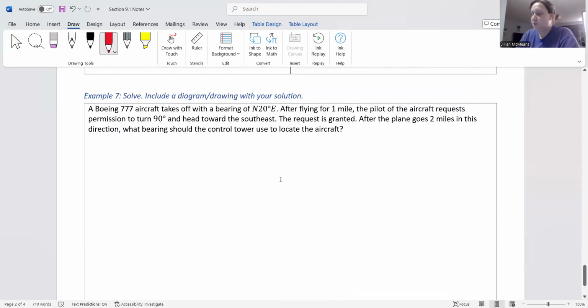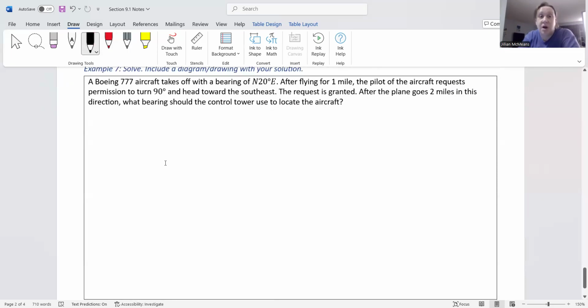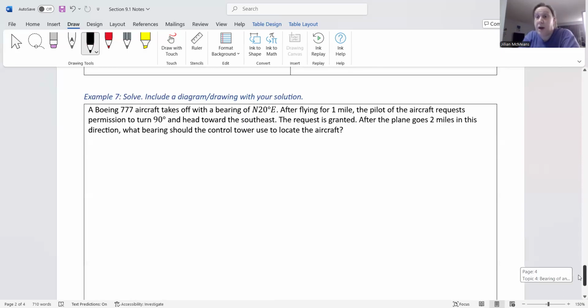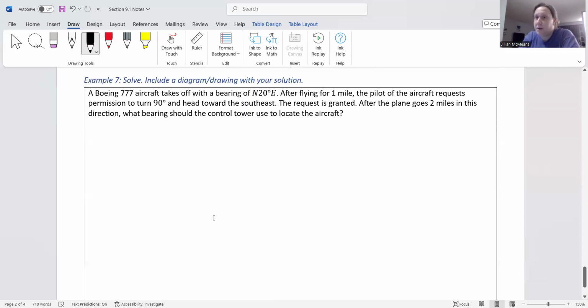And I'm going to switch from red to black. Okay. So example 7 says solve, and it says include a diagram or drawing with your solution. With these problems where you're doing the bearing, you need some kind of picture. I don't want to say you have to have one, but you're probably going to have to draw something to kind of figure out what's going on. So be ready to draw your diagram.